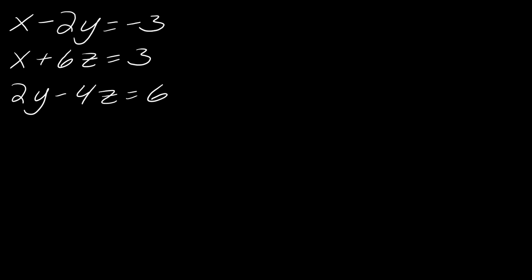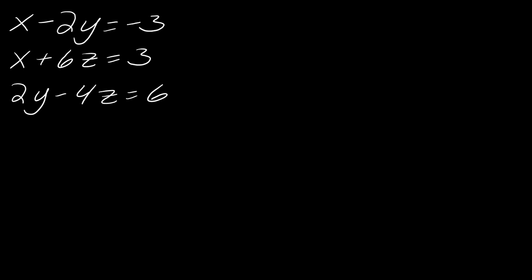So take a look at this system. It's x minus 2y equals -3, x plus 6z equals 3, and then 2y minus 4z equals 6. Okay, so in this case, this is still three equations, and we still have three different variables, x, y, and z. But notice that I'm only using two of those variables in each equation. So whenever something like this happens, you still follow the same process, but what we're going to find is that it's actually a little bit simpler to get through.